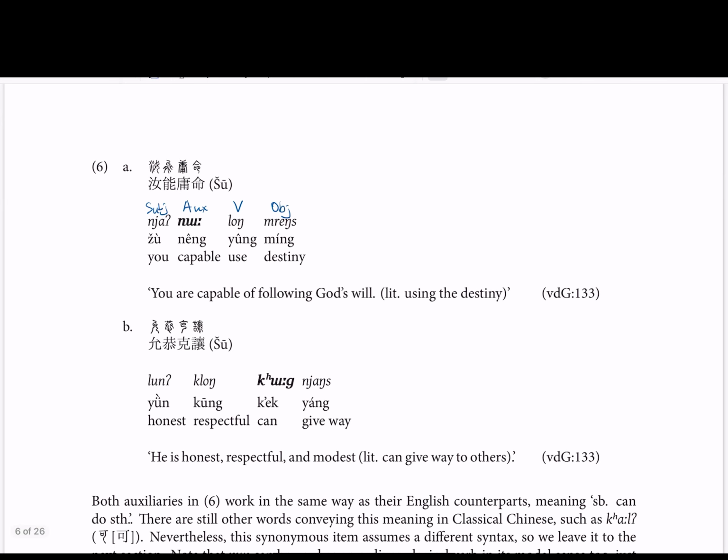Next, the sentence in 6b. Lun klong kug nyans. So here we actually have a coordinate structure involving 3 predicates, but no overt conjunction. The first predicate is lun, honest. And here's predicate 2, klong, or respectful. And here kug nyans, or can give way to others, is the third predicate. If someone can give way to others, then that means they're modest. So apparently, the person this sentence is used to describe is honest, respectful, and modest.